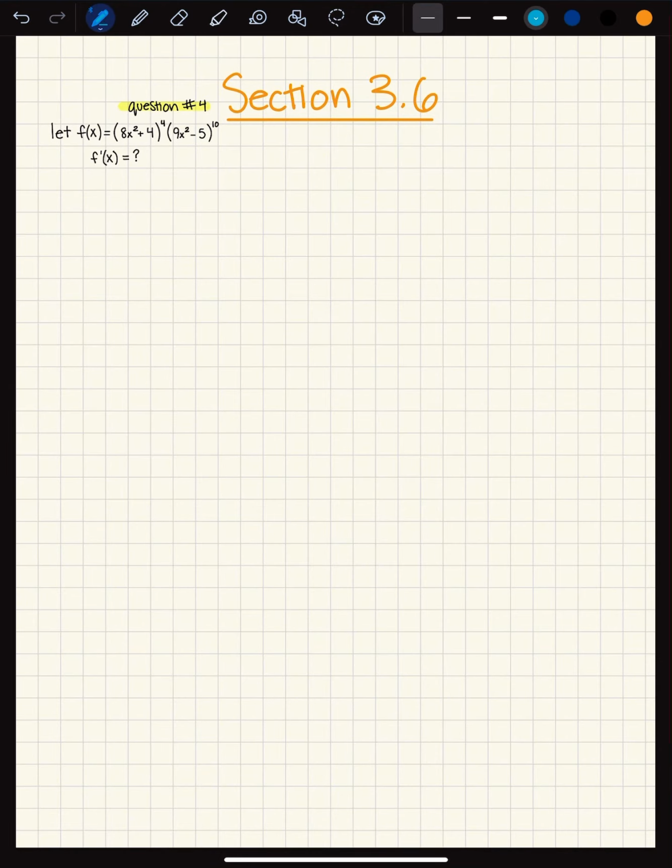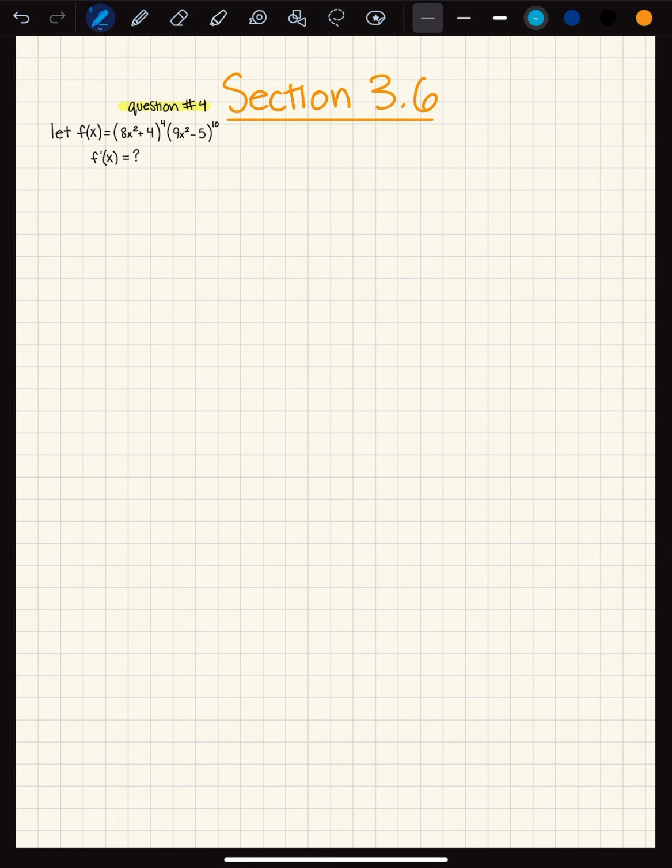So for this example from section 3.6 is question number 4. Let f of x equal (8x squared plus 4) to the 4th power times (9x squared minus 5) to the 10th power. Since our f of x is a product of two functions, we'll use the product rule as well as the chain rule because we have a function inside of another function.